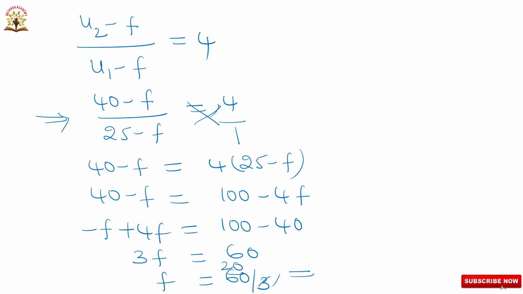So that implies the focal length of the mirror, f is equal to 20 centimeters. This is the final answer. Okay, therefore f is equal to 20 centimeters. Focal length of the mirror is equal to 20 centimeters. Okay, next we will go to the next question.